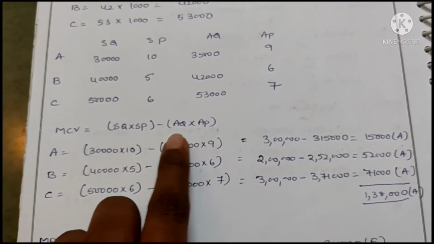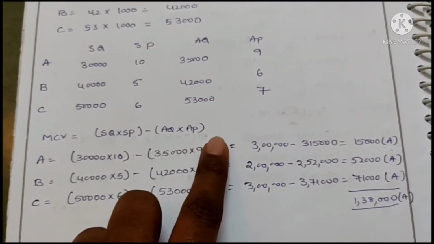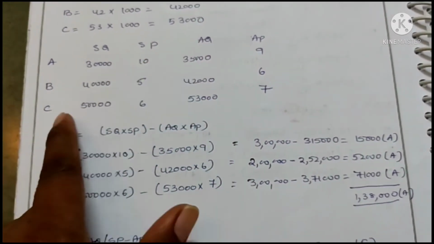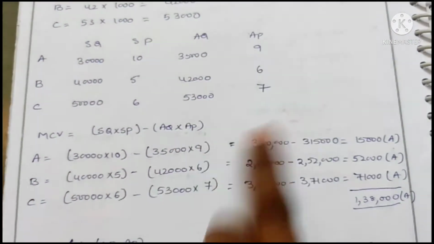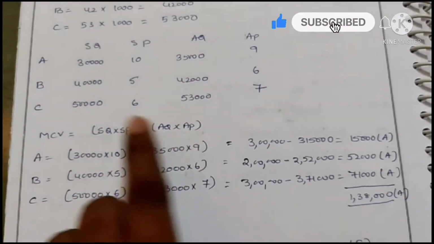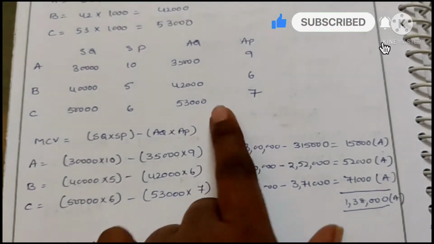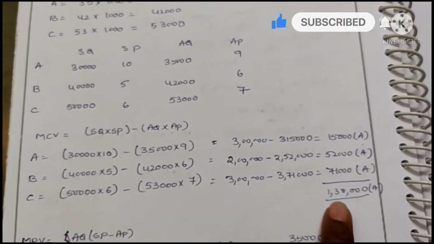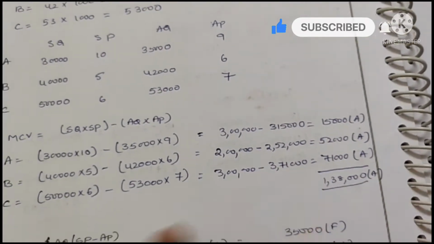The MCV formula is SQ into SP minus AQ into AP. So 30,000 into 10 minus 35,000 into 9. Substitute 40,000 into 5 minus 42,000 into 6. 50,000 into 6 minus 53,000 into 7. Calculate it. You will be getting 1,38,000 adverse answer.